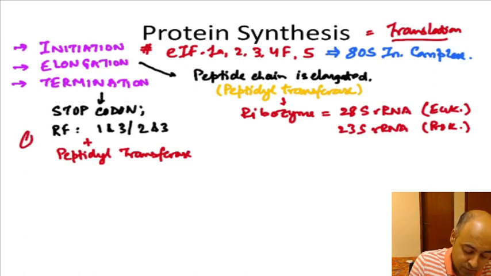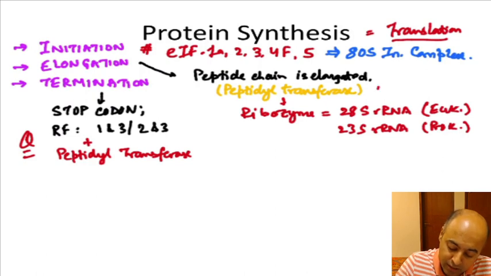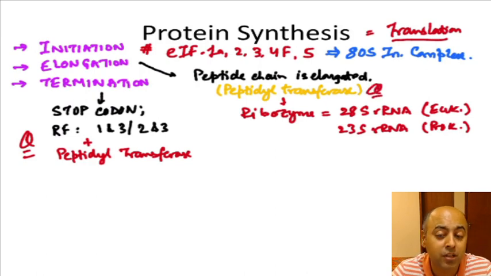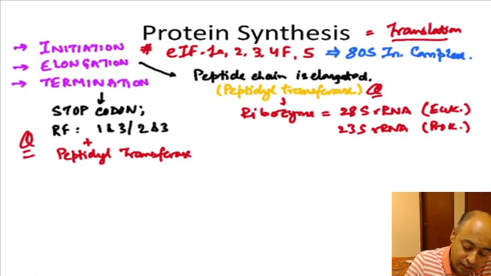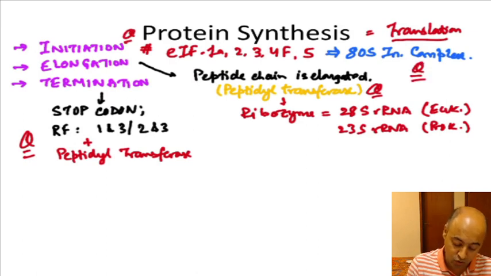Okay, this question has been asked a few times about the elongation process. What you have to remember, the peptidyl transferase is actually the ribozyme. Here the RNA is working as the enzyme. 28S is ribosomal RNA in the eukaryotes, the 23S is ribosomal RNA in the prokaryotes. And lastly, in the process of initiation, which all proteins are involved, and what is the final product which is formed, that is the ATS initiation complex.